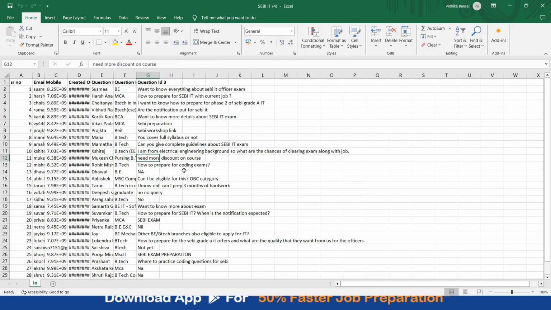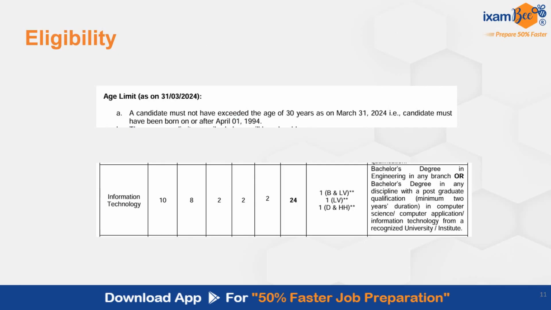Then the next is, how to prepare for coding exams? I think I've already addressed this question. The next one is, I am an MSc in computer science with 71%. Can I be eligible for this? See, the eligibility criteria is bachelor's degree in engineering in any branch or bachelor's degree in any discipline with postgraduate qualification, which is of minimum 2 years in computer science, computer applications, information technology. So you have a postgraduate, you are MSc in computer science. Thus, you are eligible for this exam.